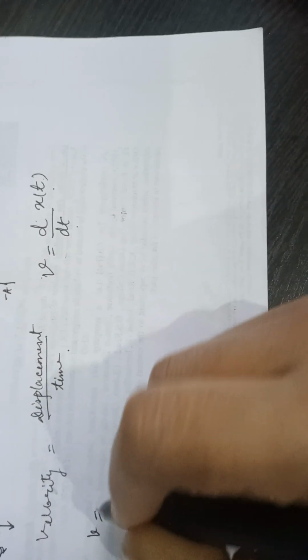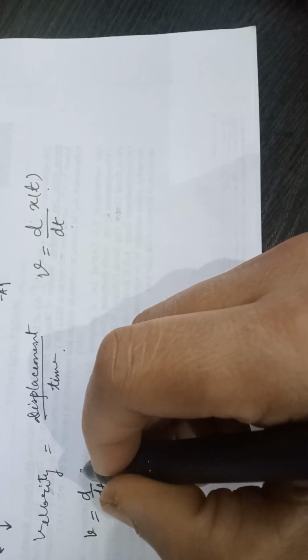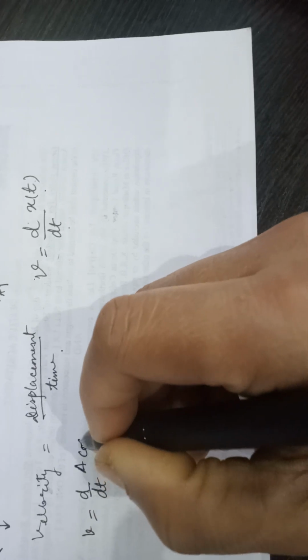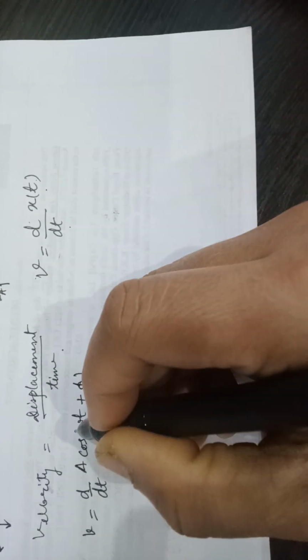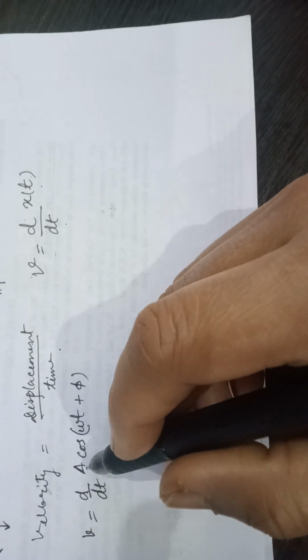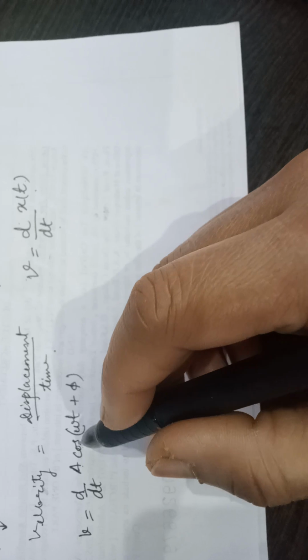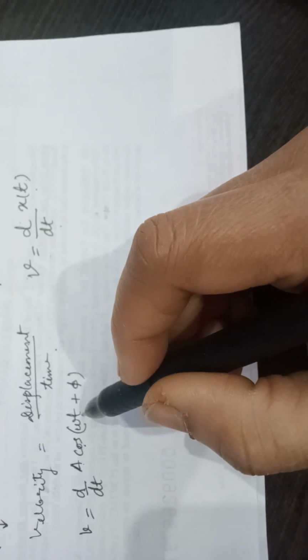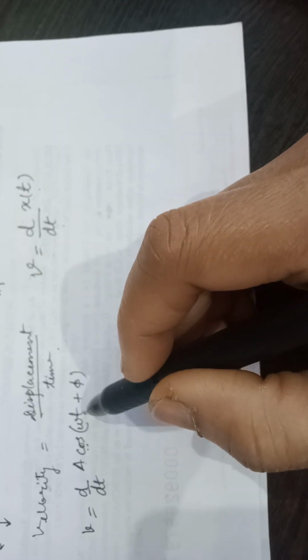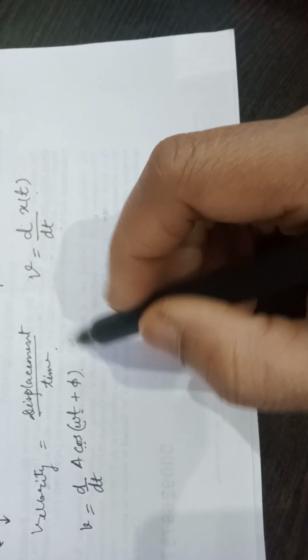So here we will put the value v equal to differentiation of what? A cos omega t, a sin omega t, like that. Okay, so a cos(omega t plus phi). Okay, so here a is a constant value. If we differentiate amplitude with respect to time, we will get 0. Okay, so then cos function varies with time t. Cos function is varying with time t, so we will differentiate cosine of (omega t plus phi) only.